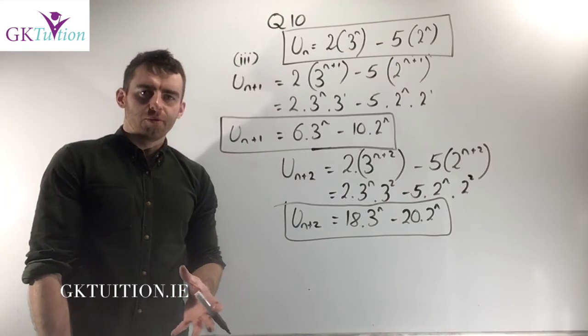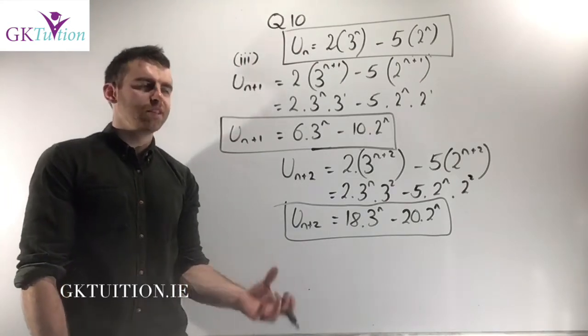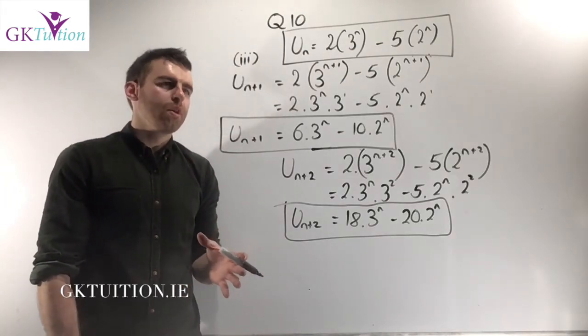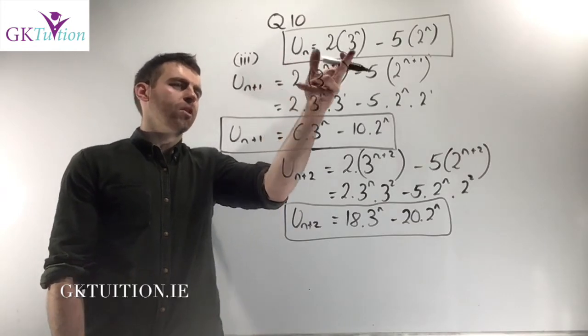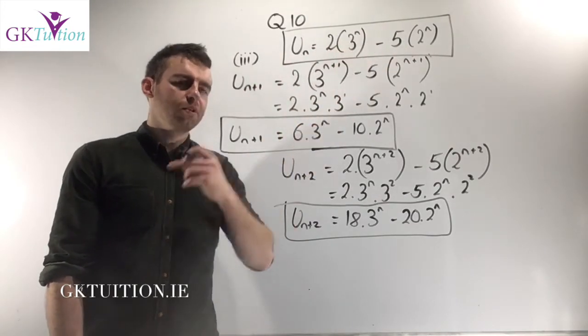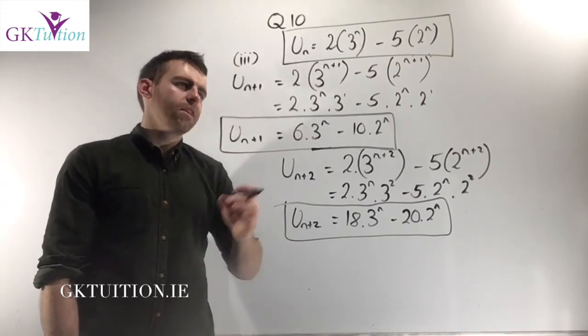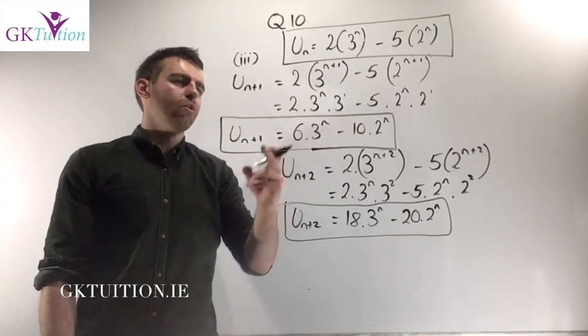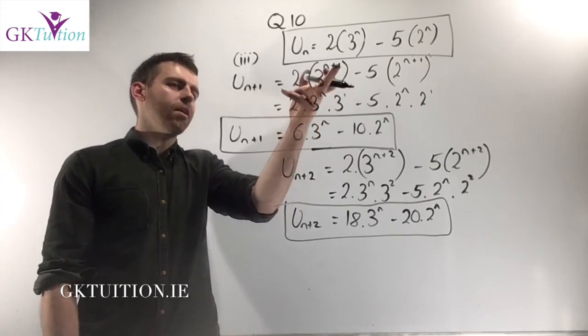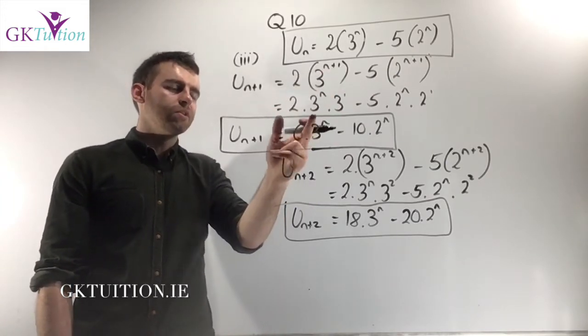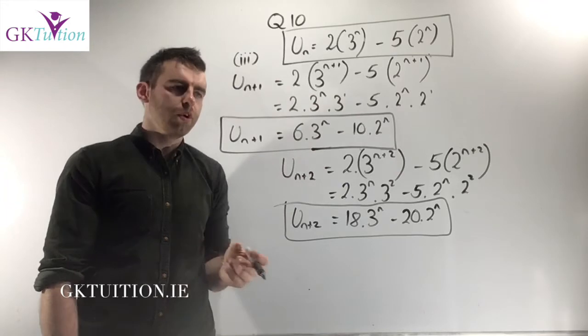Now, part 3 and 4 of question 10 were the important ones, and this is the way it's likely to come up. We know un is 2 times 3 to the power of n minus 5 times 2 to the power of n. We've been asked to get un plus 1 and un plus 2. That means everywhere there's an n, you sub in n plus 1. For example here, 3 to the power of n plus 1 can be rewritten as 3 to the power of n times 3 to the power of 1.